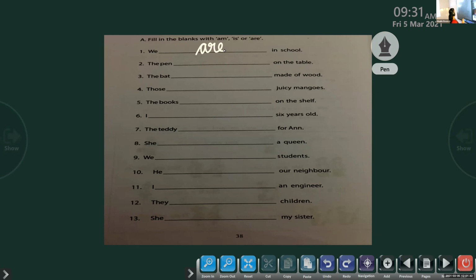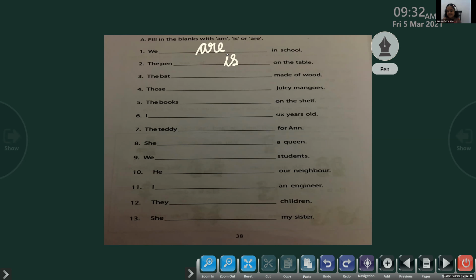Parvati, unmute. Try number 2. The pen dash the table. The pen dash on the table. The pen is on the table. Very good. The pen is on the table. Only one pen. Okay. Thank you, Parvati. Good effort. Welcome. Madhav, try the third one.